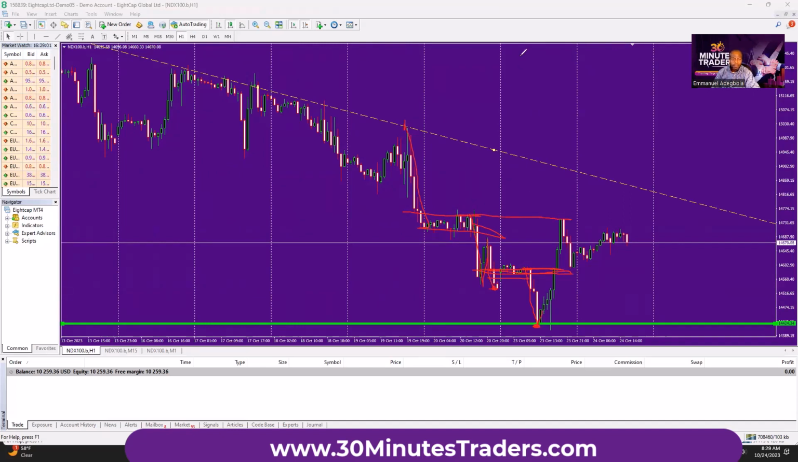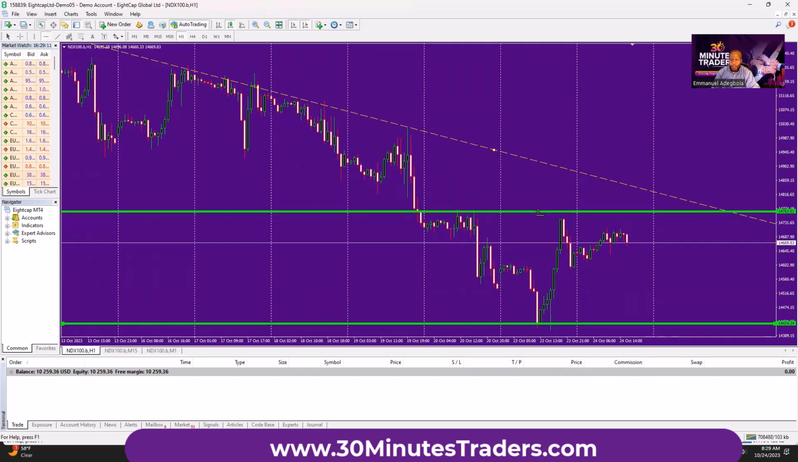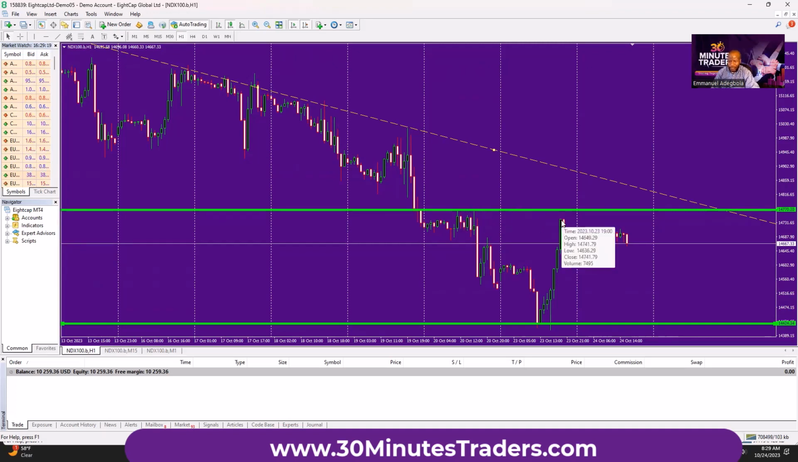Now it comes down here, it's still fighting it. So this place is very key. Also, this is very key. If it takes out this high right here, because this high is higher than this, so if it takes out this, then we'll be looking for more. But for now, anything can still happen. And if you look also at this place, this looks like a rectangle, which could break out also upward.